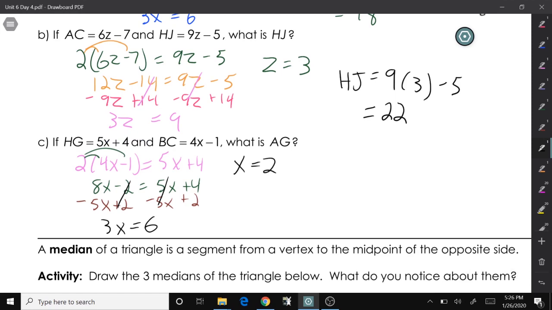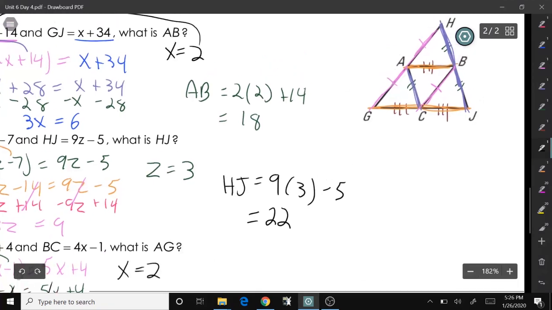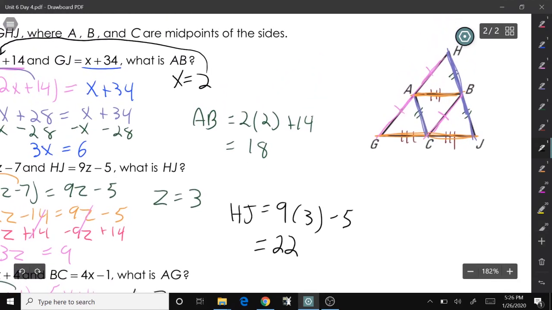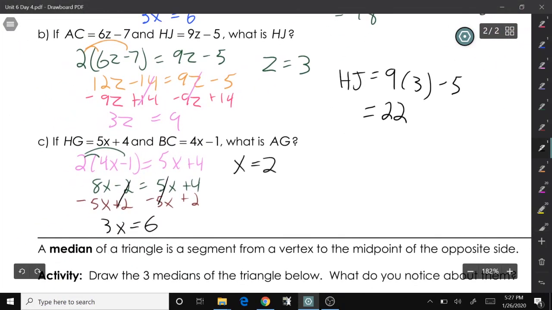Now we need to plug that in, but let's see what we should plug it in for because we want to get AG. AG is the same length as BC. So let's plug that in for BC because we know they're the same length. So AG is equal to 4 times 2 minus 1, which will equal 7.